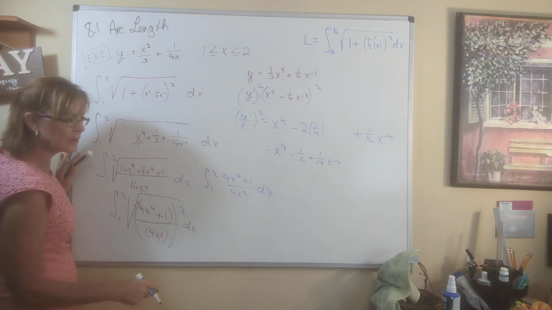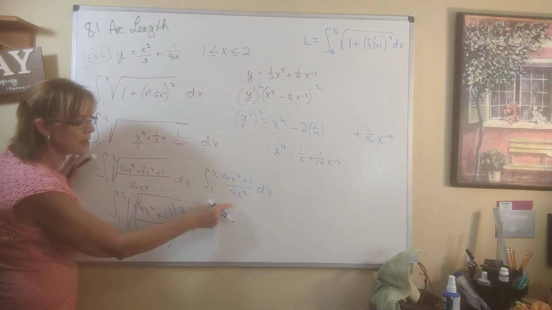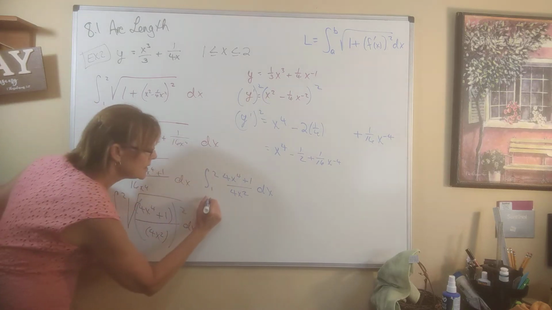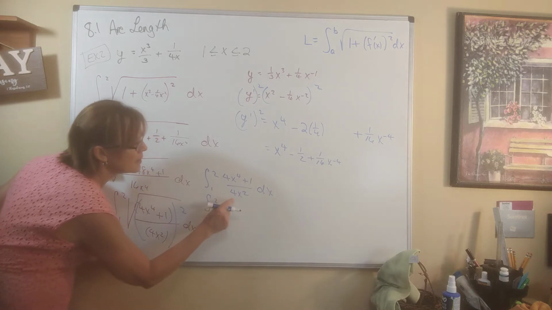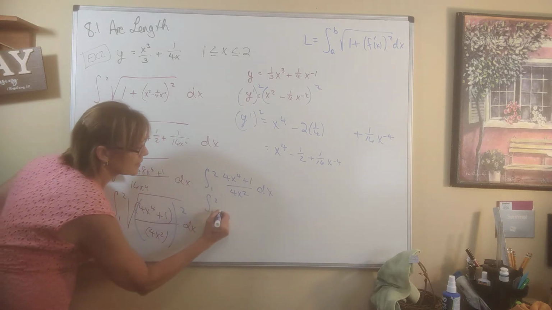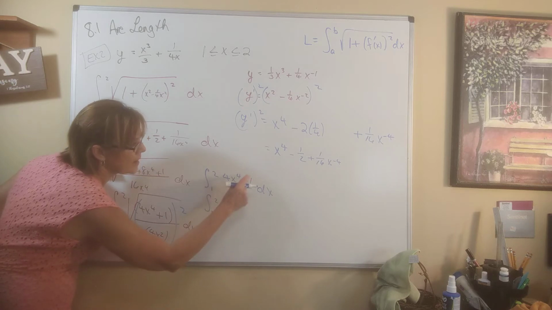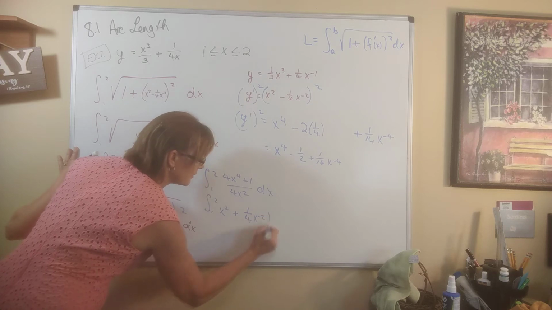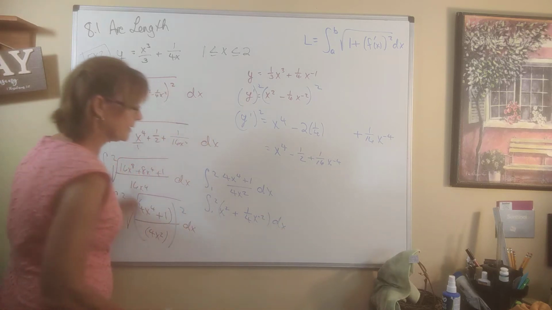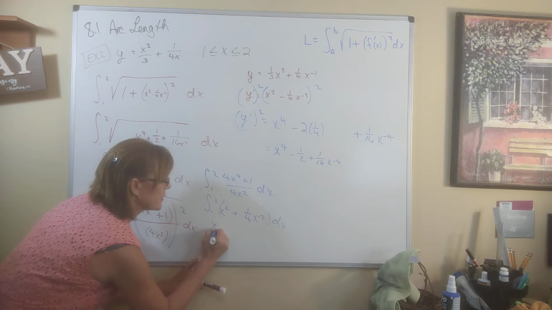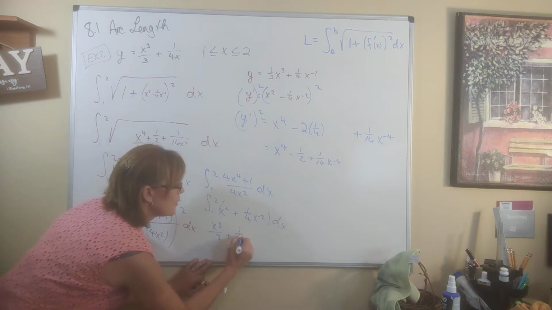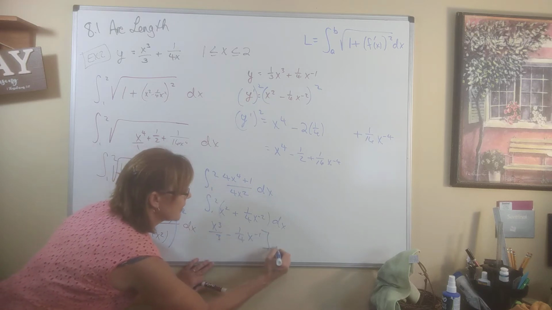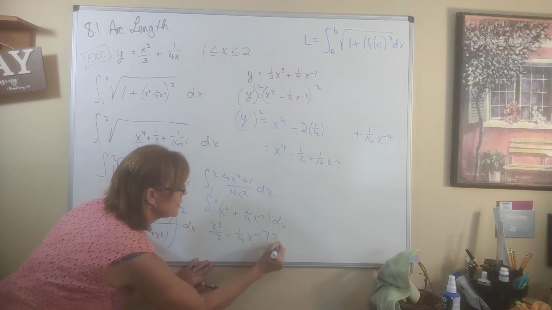This can be integrated very simply by separating it in two terms. Now that I just have a monomial in the denominator, I can divide it into each of the numerators. This becomes, from 1 to 2, 4x to the 4th divided by 4x squared is x squared, and then plus 1/4 x to the negative 2. And this is very simple to integrate. This becomes x to the 3rd over 3 plus 1/4 x to the negative 1 divided by negative 1, which will make that negative, evaluated from 1 to 2.